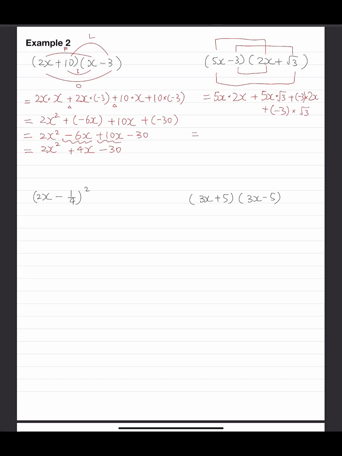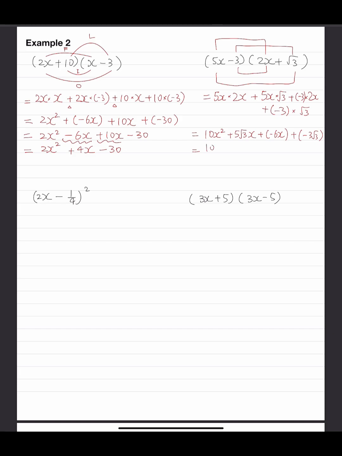5x times 2x, we get 10x squared. And then we have 5x times square root of 3, which is 5 square root of 3, or 5 root 3x. And then we have a negative 3 times 2x, which is negative 6x. And then we have the last one, which is plus negative 3 times square root of 3, which is negative 3 root 3. Okay, now let's continue.